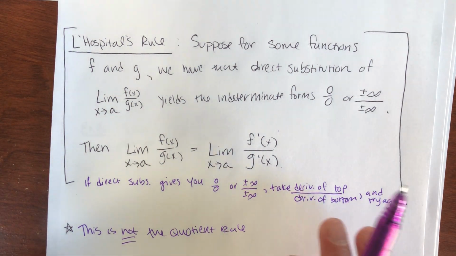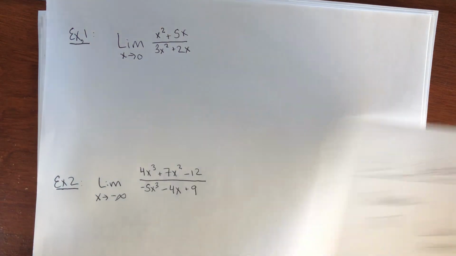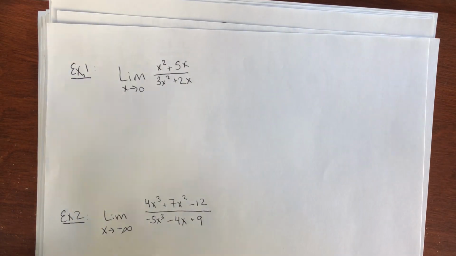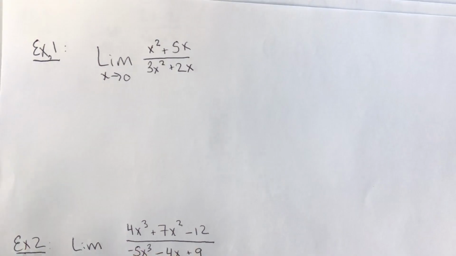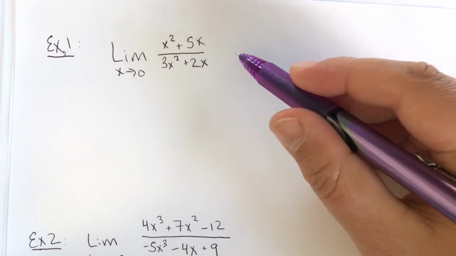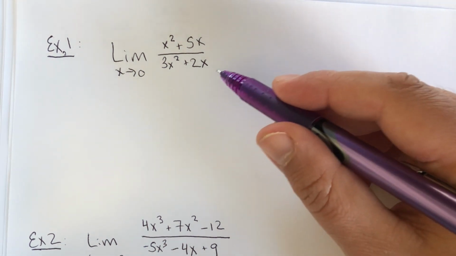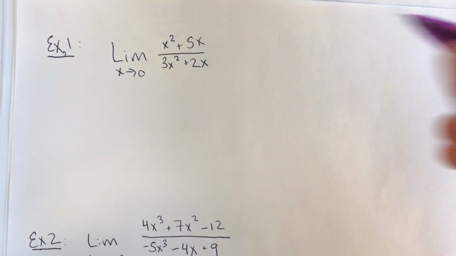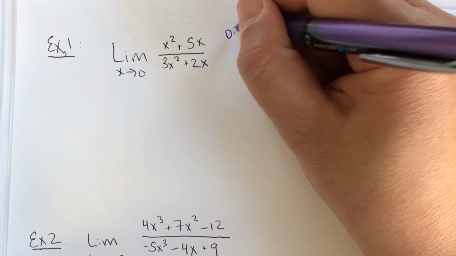So let's see how this is useful for us, and why this is useful for us, with a couple of examples. So first we're going to try to take the limit as x goes to 0 of x squared plus 5x over 3x squared plus 2x. This is that first example that I talked about. We already saw that direct substitution gives you 0 over 0.